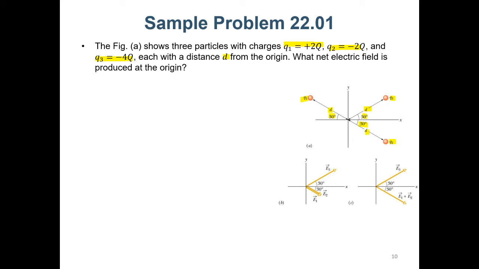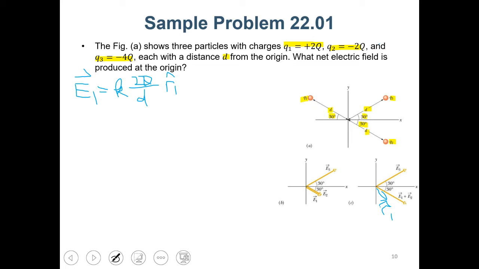Actually, this is quite simple. First of all, we calculate E1 due to the charge Q1, which is nothing but K times the charge Q1, which is 2Q, over the distance D squared. And we can define R1 hat in that direction, which is the same direction as this one.